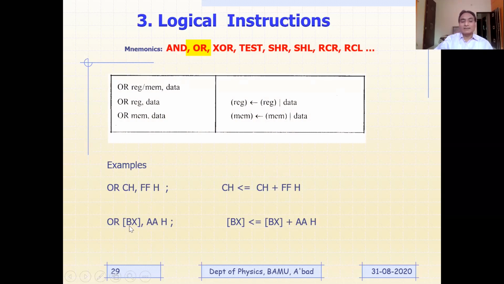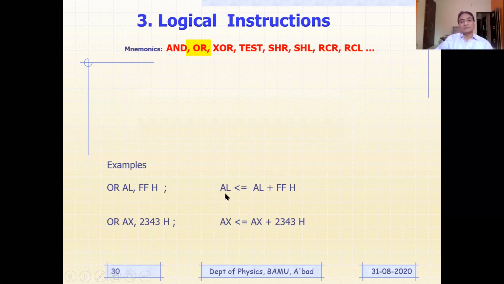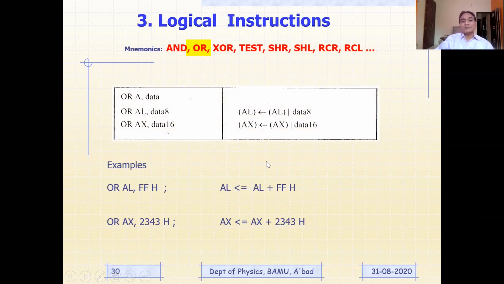And here OR square bracket BX comma AAH, it means this AAH is going to be ORed with content of memory location whose address is in BX, and the same memory location is going to be updated. Okay, this is another type of OR instruction. And the third type of OR instruction is destination is always accumulator, either AL or AX. Data can be 8-bit data or 16-bit data.